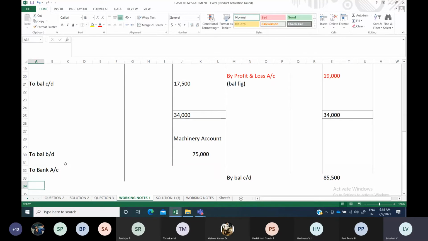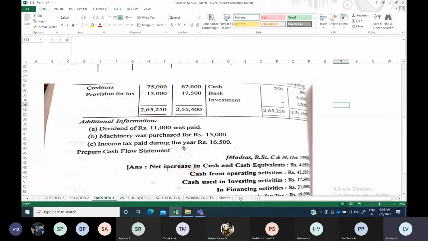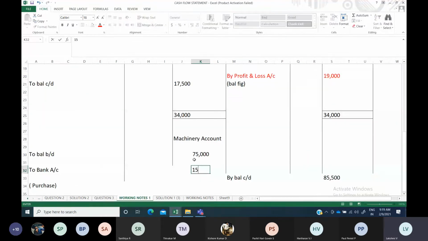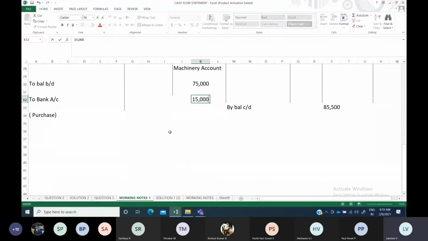So when you are making purchase, it will come on the debit side of your asset account. If you are selling, it will come on the credit side of your asset account. Okay. So this side is your purchase. In brackets you can mention purchase. Okay. So the amount is 15,000, whatever given in the question, 15,000. So you enter that amount here.